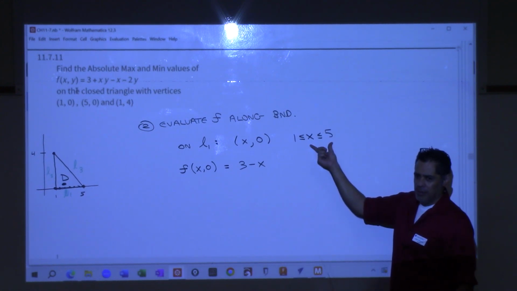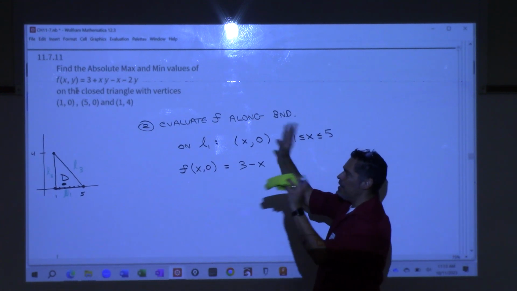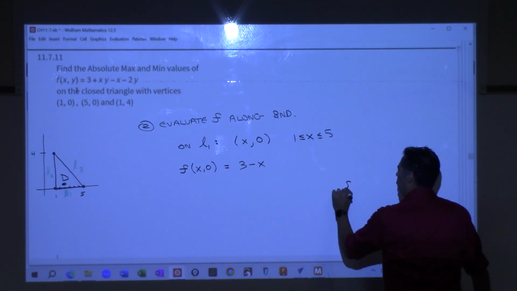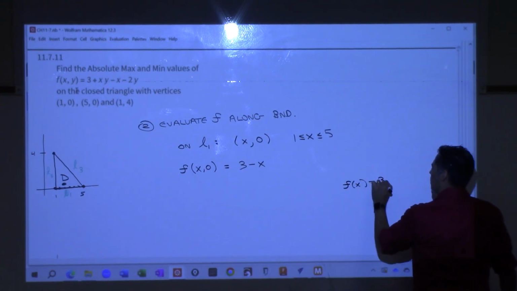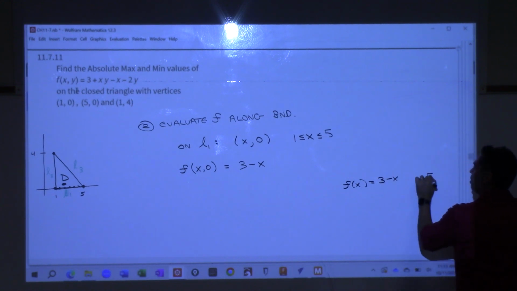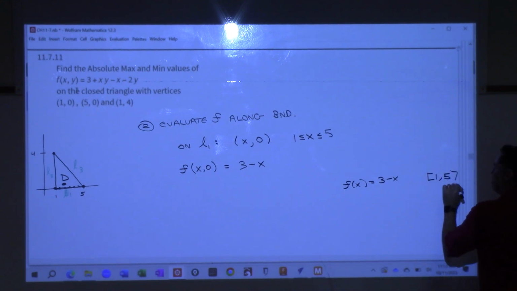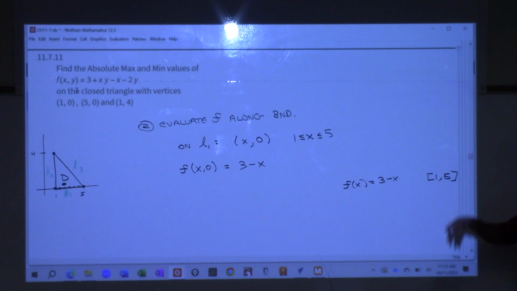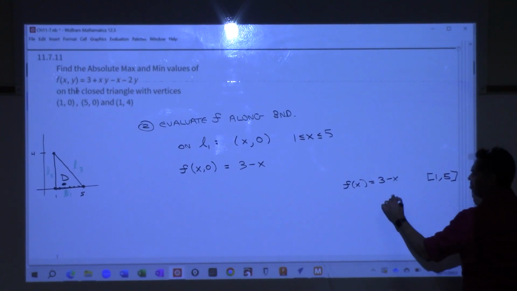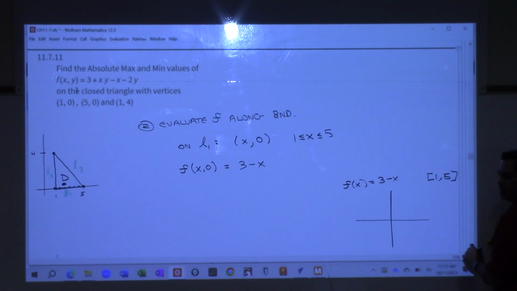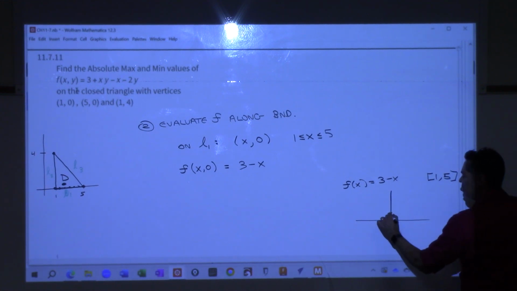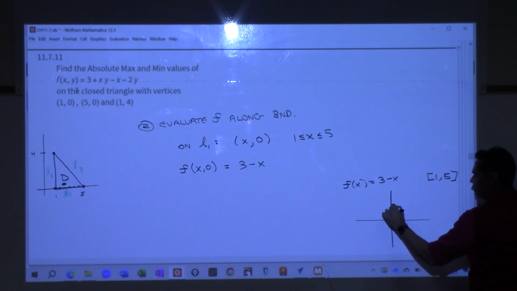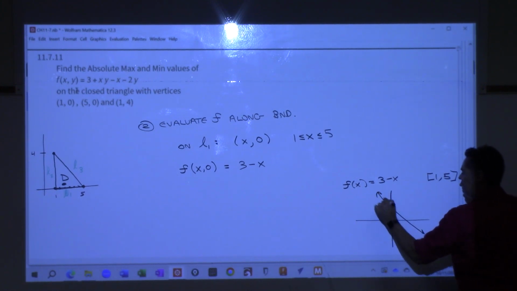Right? It's almost like just forget we're even looking at a surface. If I walked into a Cal 1 class and I said, hey, everyone, take that function 3 minus x, look at it on the interval 1, 5, and tell me what its max and min would be, you could do it several ways. One way is because it's a line, you could just graph it, couldn't you? It goes like 1, 2, 3, and then it goes like this, right? Like that.